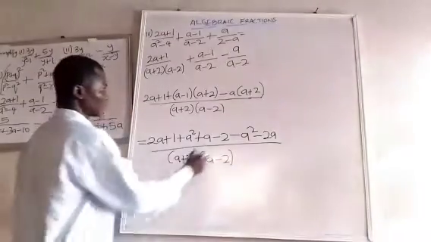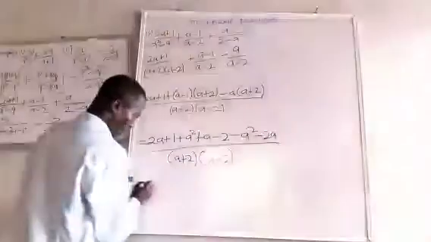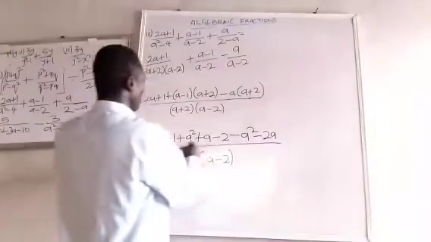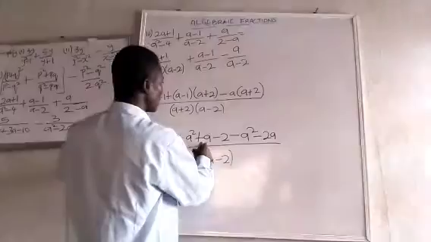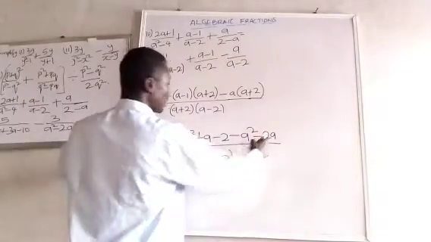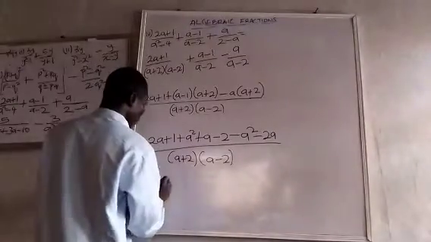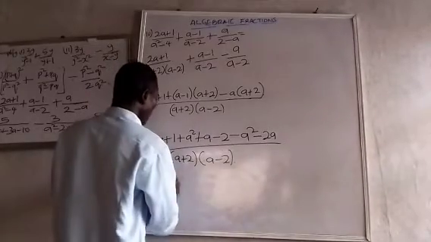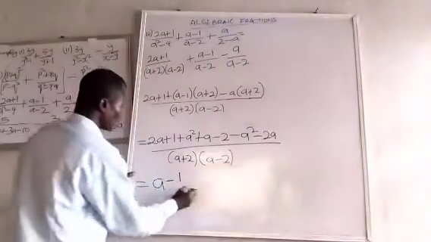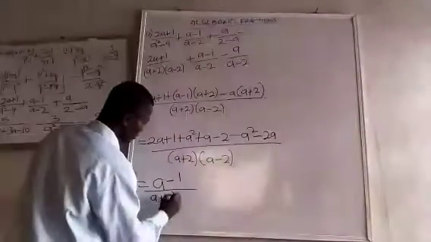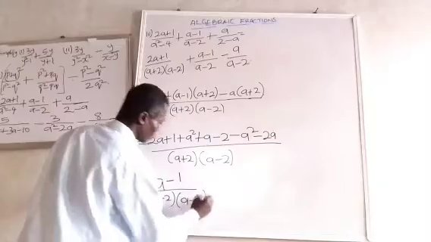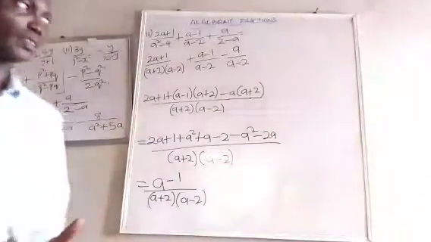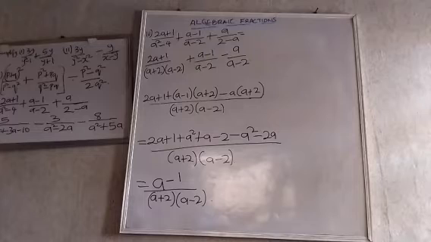Then we can do this. So we have 2a plus a, that is 3a, minus 2a, that is a. Once again, I have 1 minus 2, minus 1, divided by (a plus 2)(a minus 2). So you can see how easy it is. All you need is to make sure that you do not lose focus and look at everything.